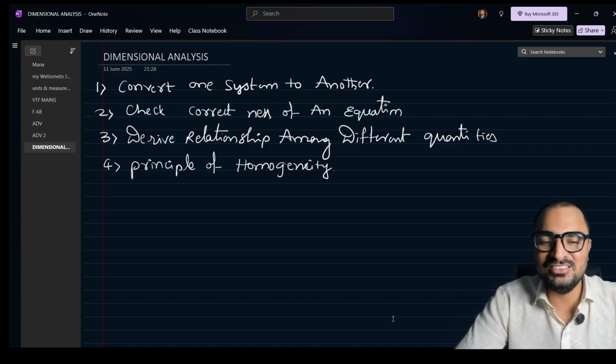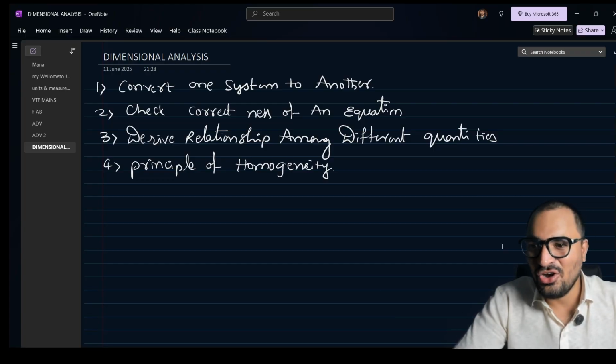Every year there are compulsory 1 or 2 questions in the JEE Mains examination, as well as JEE Advanced examination, and also in the NEET examination. There is a guaranteed question from this particular topic, dimensional analysis.